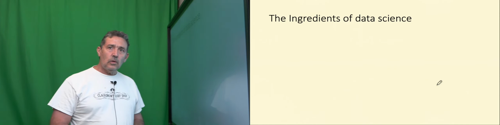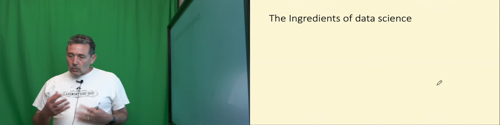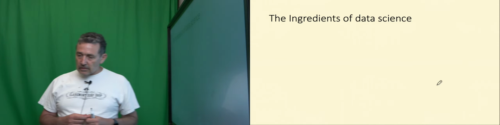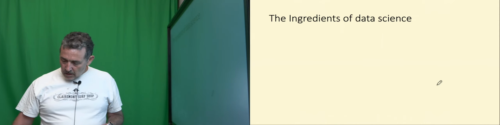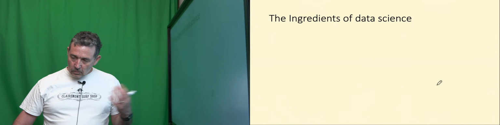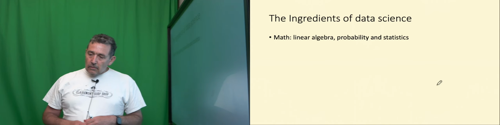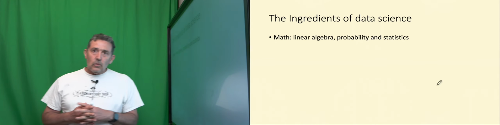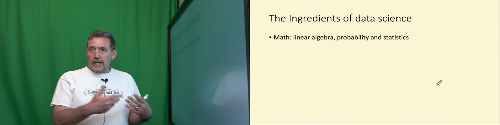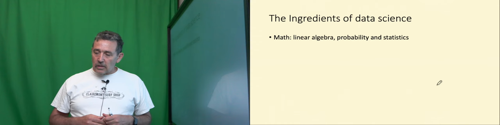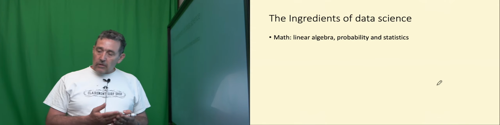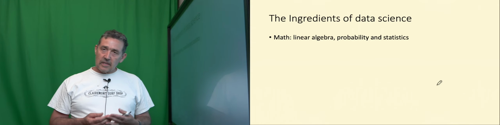Okay, so I showed you an example of what data science is, and how you make big and small decisions based on it. So what are the ingredients of data science that I would like to put in your mind? The first one is math. In order to build these models and relate these models to data, you need some solid foundation in math, mostly linear algebra, probability, and statistics.